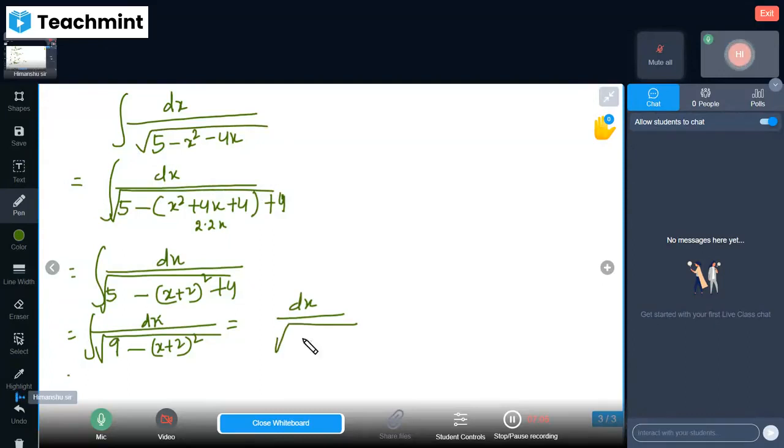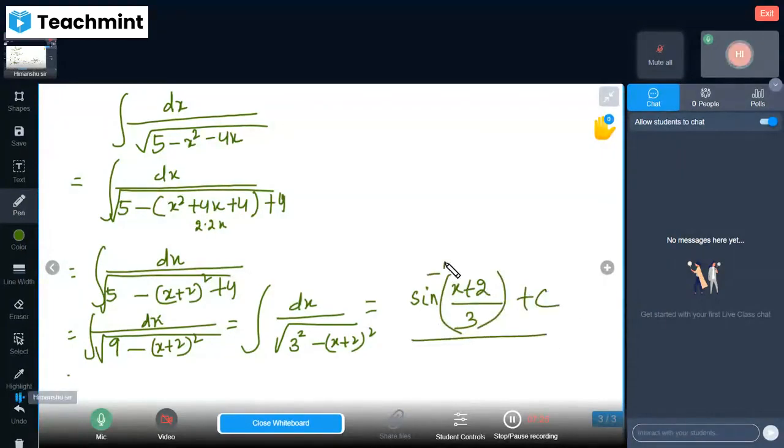So root over of 3 square minus (x plus 2) square. Now it is of the form square root of a square minus x square, right? That becomes sine inverse, with x replaced by x plus 2, upon 3, plus c. So this is your answer: sine inverse of (x plus 2) by 3 plus c.